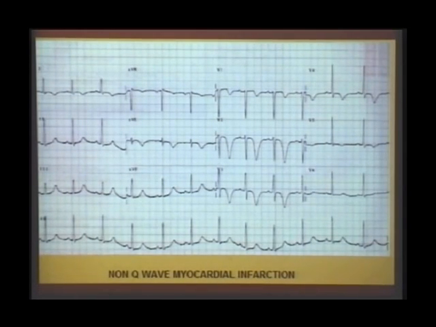Because this sign of T wave inversion in V2, V3, which is called Wellens sign, represents critical occlusion of the LAD. So whenever a non-Q wave MI has a deep T wave inversion in V3, V4, you must immediately send the patient for coronary angiogram.